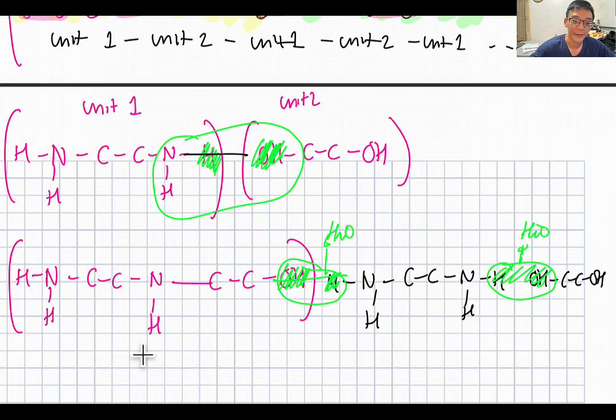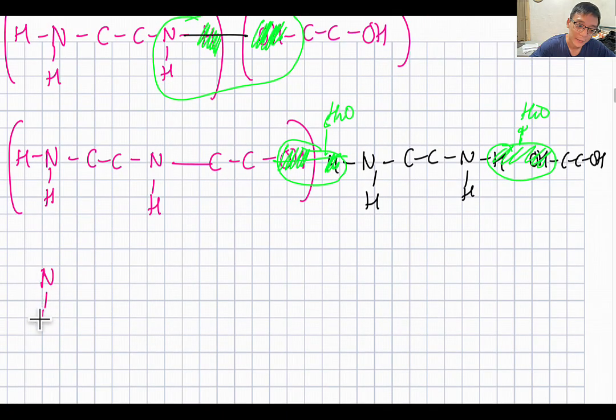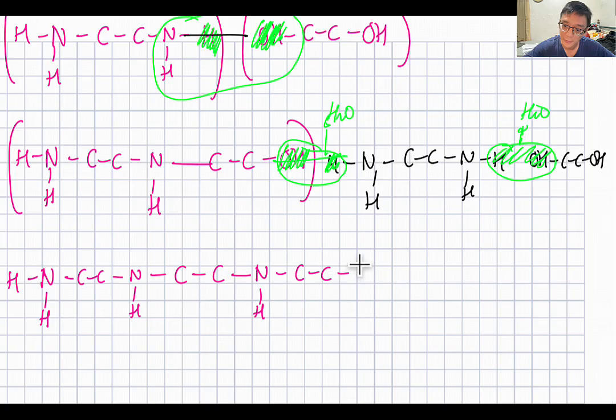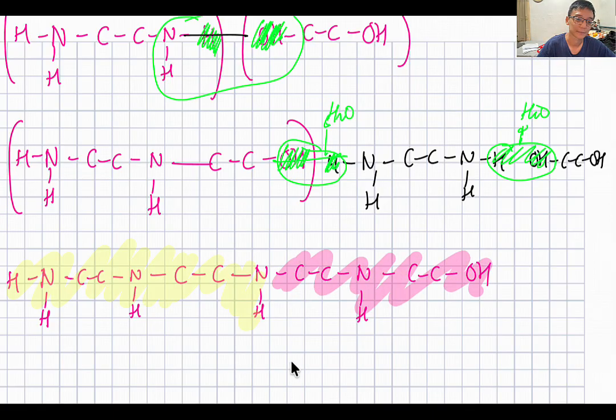So now let's draw everything. It becomes NH, H, CC, NH. And the nitrogen directly binds to carbon, and the carbon directly binds to nitrogen. Another carbon, nitrogen, hydrogen, then carbon, carbon, OH. So you see that until here is the first repeat unit, then this thing is the second repeat unit. But this is still not open-ended, so we can indeed make it open-ended.